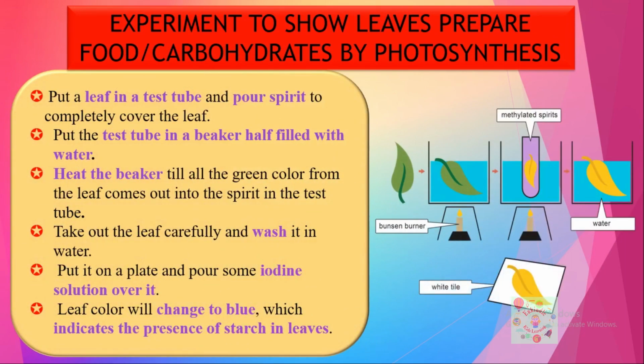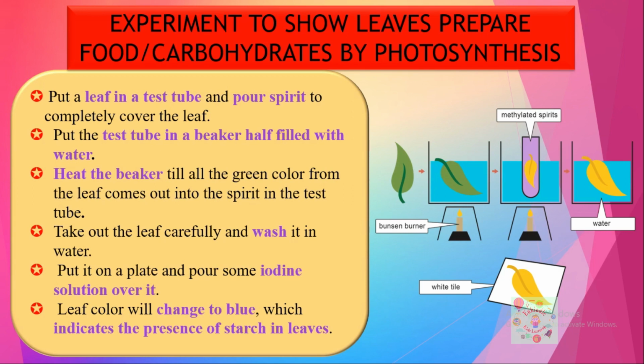We have studied in chapter 2 that to test the presence of carbohydrate or starch, we can perform the iodine test. So we will perform this iodine test on our leaf. But before that, we know that our leaf is green colored, and if we put iodine solution over it, we cannot clearly observe the color change because it is already pre-colored. So first we will turn our leaf colorless.